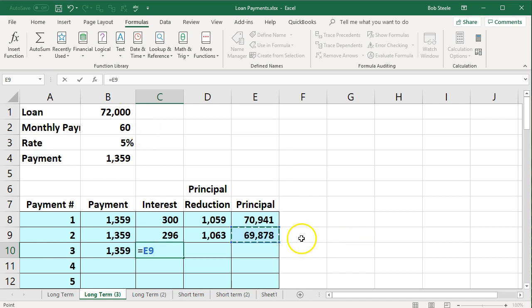It started at 72,000, now it's 69,878, times the 5% rate for a year divided by 12 to make it for a month. The principal reduction then will equal the $1,359 payment. That remains the same minus the interest, which differs and goes down, and therefore the amount that's being paid off in principal goes up. The new principal amount is going to be the prior principal minus the reduction amount that we have here.